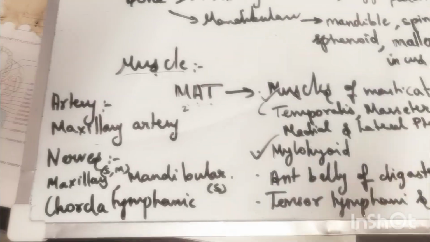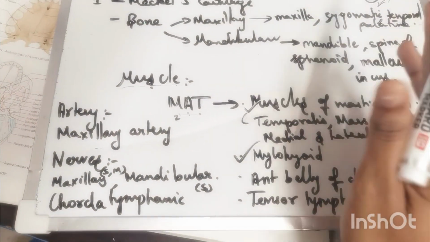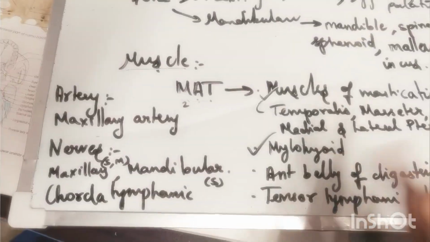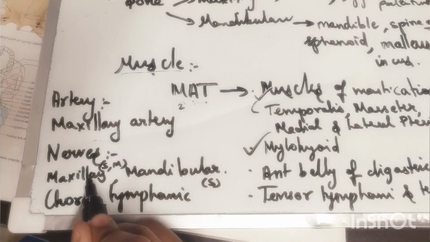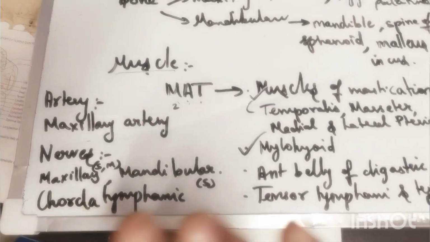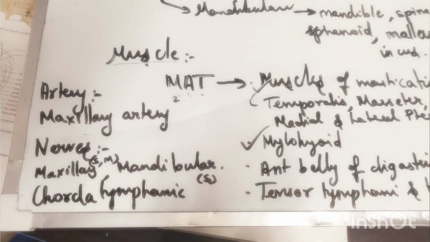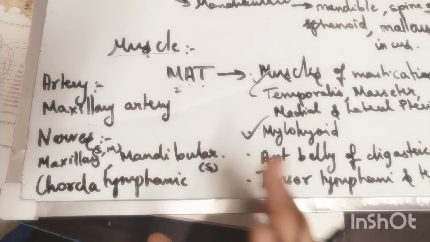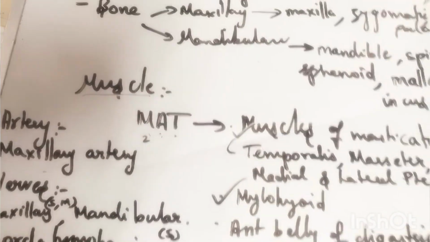And now when we go for artery, it is pretty easy because in the bones we have seen the maxillary and mandibular processes. So for artery, we have the maxillary artery, and for nerve we have two, maxillary and mandibular nerve. Maxillary nerve is just sensory, whereas mandibular is both sensory and motor. And we have the chorda tympani nerve, which is called the pretrematic.